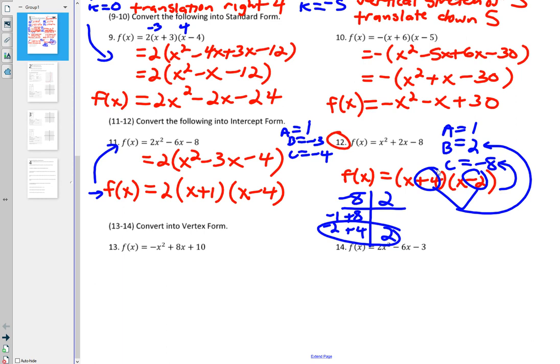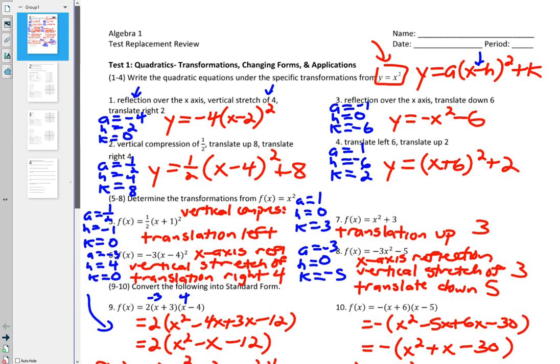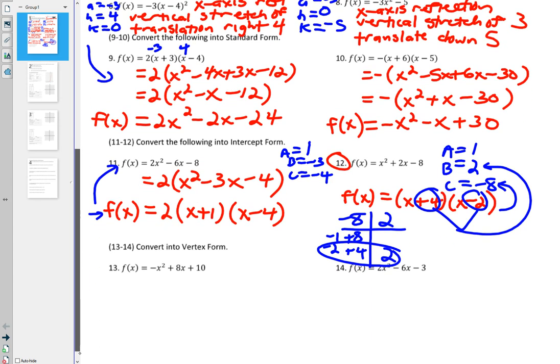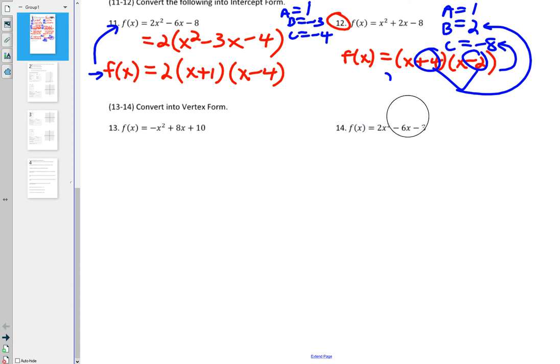Okay. Now the last one is vertex form, which is what I showed you up there at the top. It's what we use for transformations. For vertex form, you need to identify A, H, and K. You're going to want to have it in standard form also. So for both intercept form and vertex form, you want to start in standard. Both 13 and 14 are in standard, so that's good. All we're trying to do here is turn A, B, C into A, H, and K.